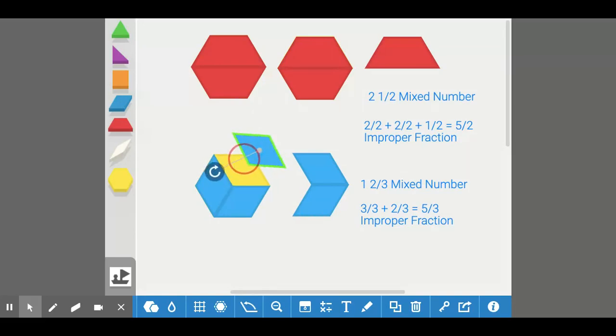So understanding that you can either write it as the number of wholes and then the proper fraction, so 1 and 2/3, or how many thirds in total make up that 1 and 2/3. So there are 5/3 that make up that shape. And remembering that the denominator of the improper fraction is the number of parts in one whole.